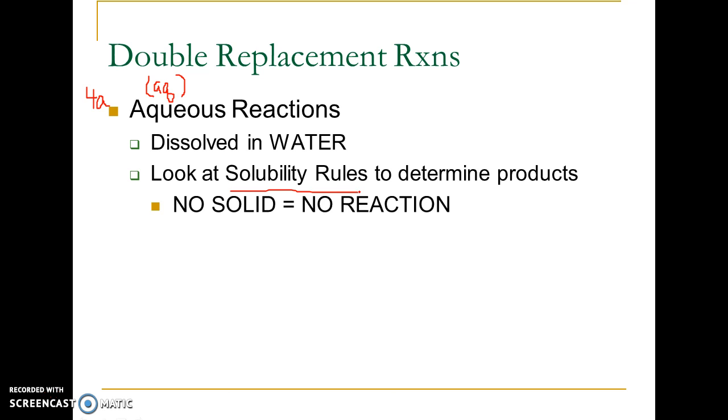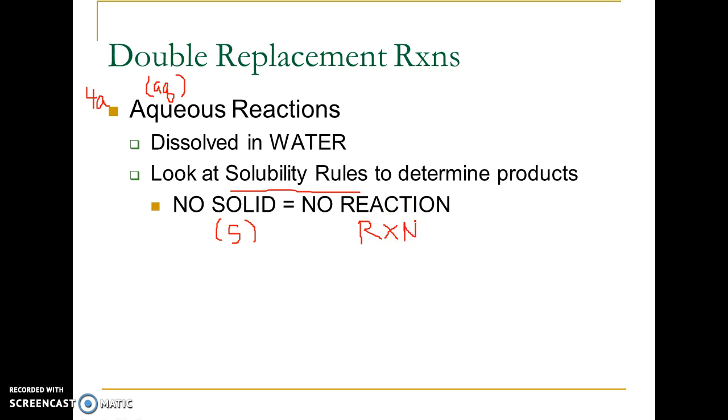In this type of double replacement reaction, you must produce a solid as a product. If you do not have a solid, there will not be a reaction. Remember, if we're going to indicate a solid, we have to put an S for solid in as a subscript behind the chemical formula. If there is no solid, we are going to write no reaction, and we can abbreviate the word reaction with RXN.